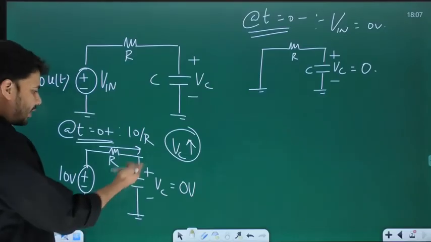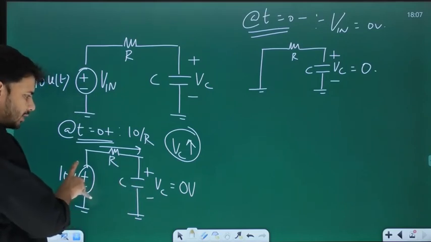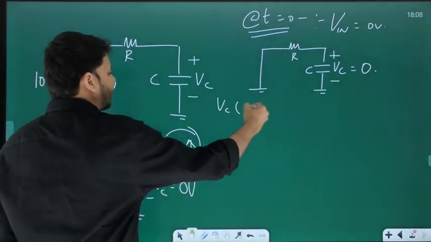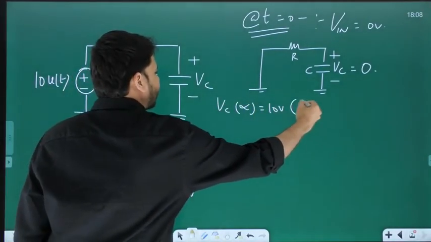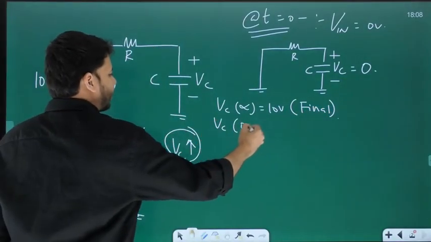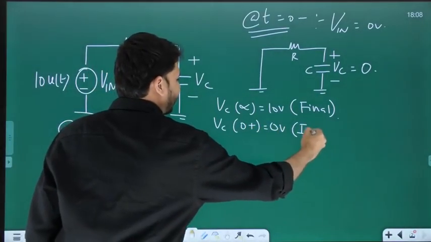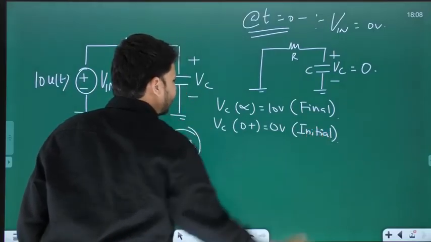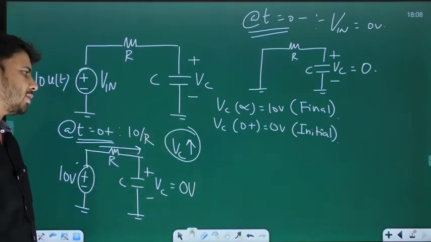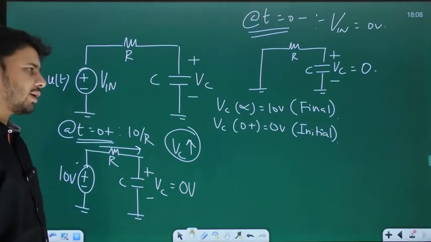Eventually, the cap will get charged to what? 10 volts, right? Because at steady state, C will become open. So this 10 volts will appear across this open circuit. So what is Vc at infinity? It is 10 volts. And this is the final value of Vc. And what is Vc at 0 plus? It is 0. So the 0 volts is the initial value of Vc. And of course, tau is RC. Once you know final and initial values of Vc, you can just write down the expression for Vc of t for t greater than 0.